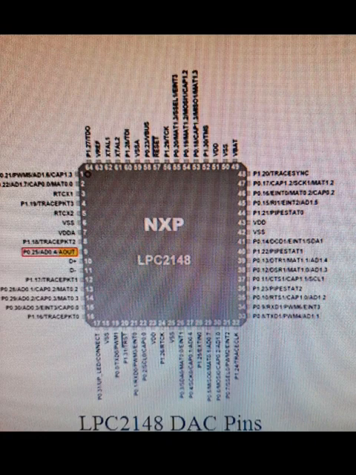Bit number 16 is the bias. That means if bit number 16 bias is 0, then we get the maximum settling time of 1 microsecond, and the maximum current is 700 microampere, whereas if bit number 16 bias is 1, the settling time is 2.5 microsecond, and the maximum current is 350 microampere.